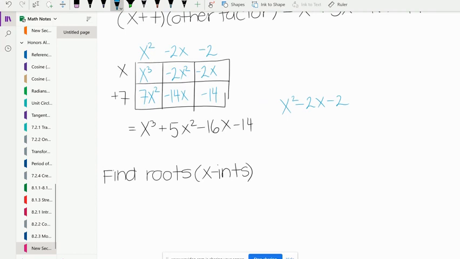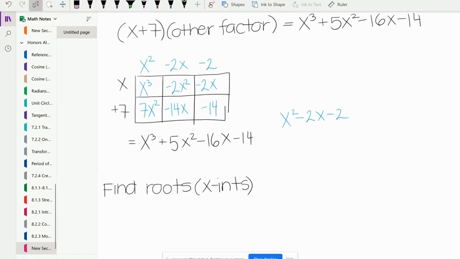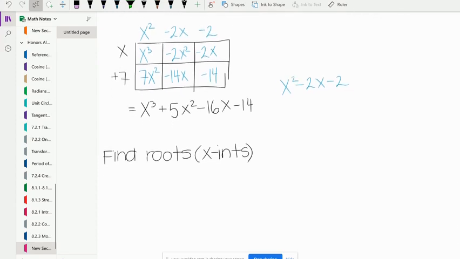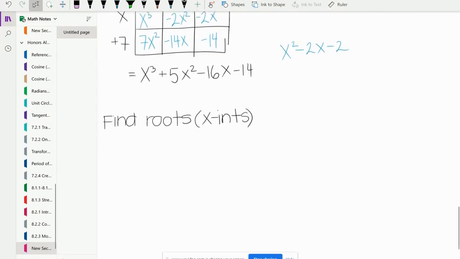So if I took x plus 7 and multiplied it by x squared minus 2x minus 2, I would get that x cubed plus 5x squared minus 16x minus 14. But if I ask you now to find the roots, that's pretty easy. You just set them equal to 0. So x plus 7 equals 0. That would mean that this is negative 7. And remember, roots is just another way of saying x-intercepts.